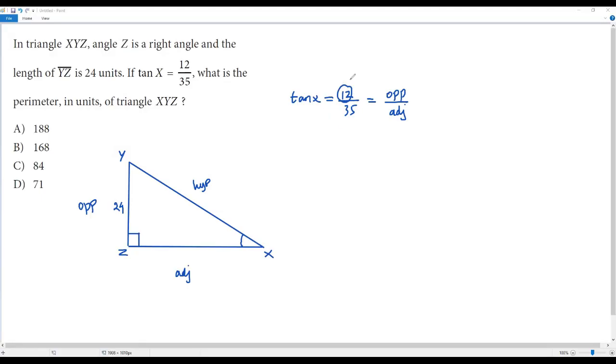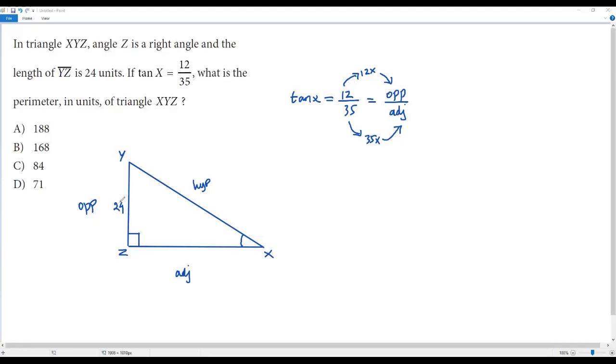When I multiply this first term 12 by the non-zero positive number x, I am getting 12x. So this 12x is the length of the opposite side. The same thing we have to do with the other term of the ratio, that is with this 35. When I multiply this 35 by x, I am getting 35x. So this 35x is the length of the adjacent side.